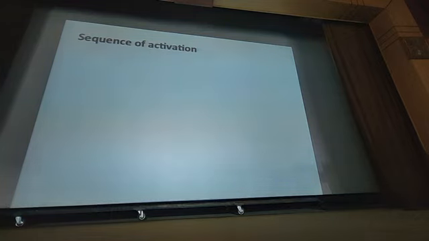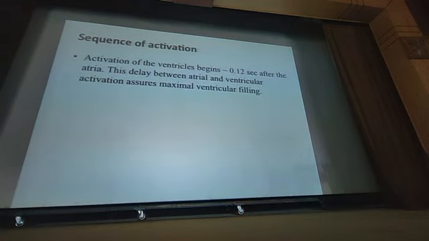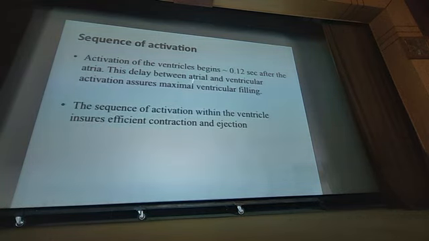There is widening of the QRS. Why is the sequence of activation very important? There is a delay of about 0.12 to 0.16 seconds. This is important: the AV nodal delay between atrial depolarization and ventricular depolarization lets the ventricle fill with blood, and then contract in order to do pumping.